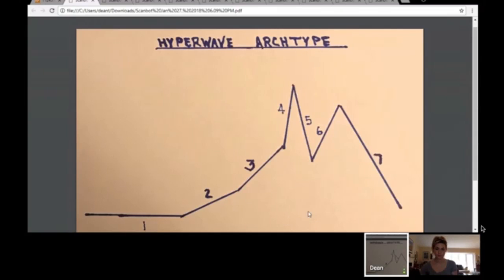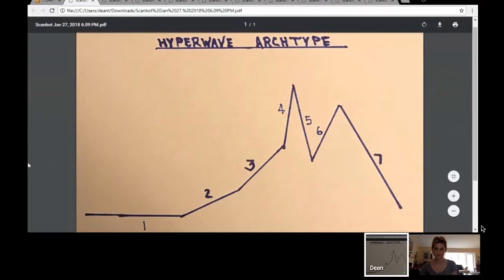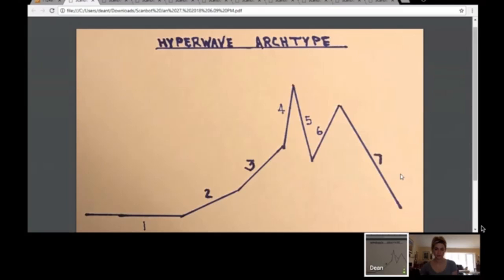it has 7 numbers from 1 through 4, 5, 6, and 7. Every hyperwave has these 7 elements. I call them phases. And what we're going to do in coming vlogs is take a look at each one of the phases of a hyperwave, 1, 2, 3, 4, 5, 6, and 7, and explain how you identify them, where they come from, how they are all alike in various ways.